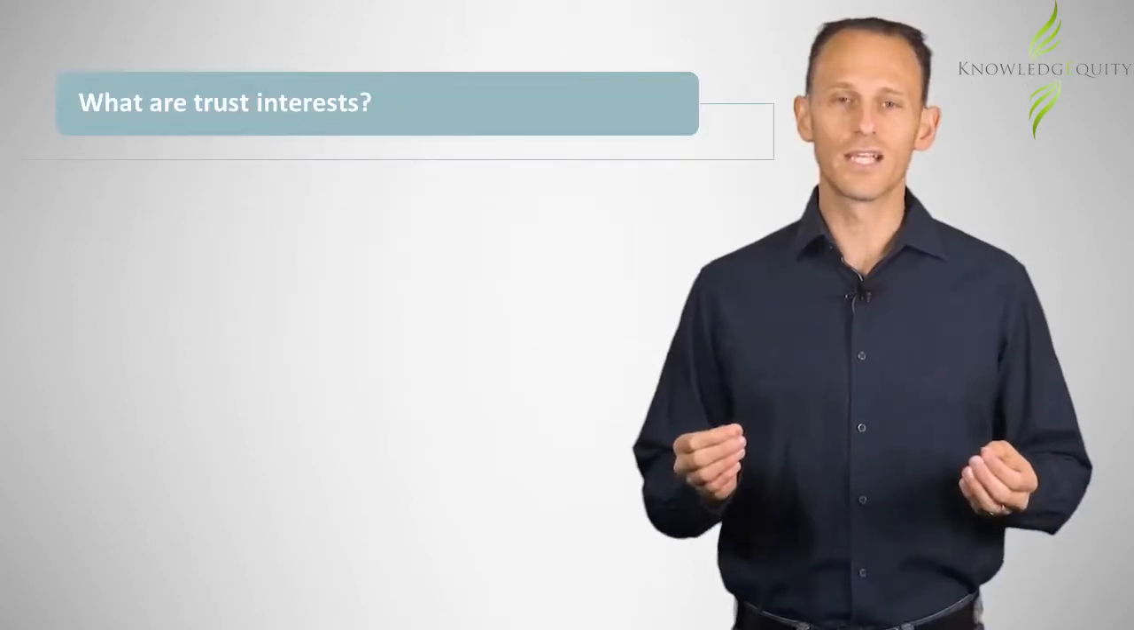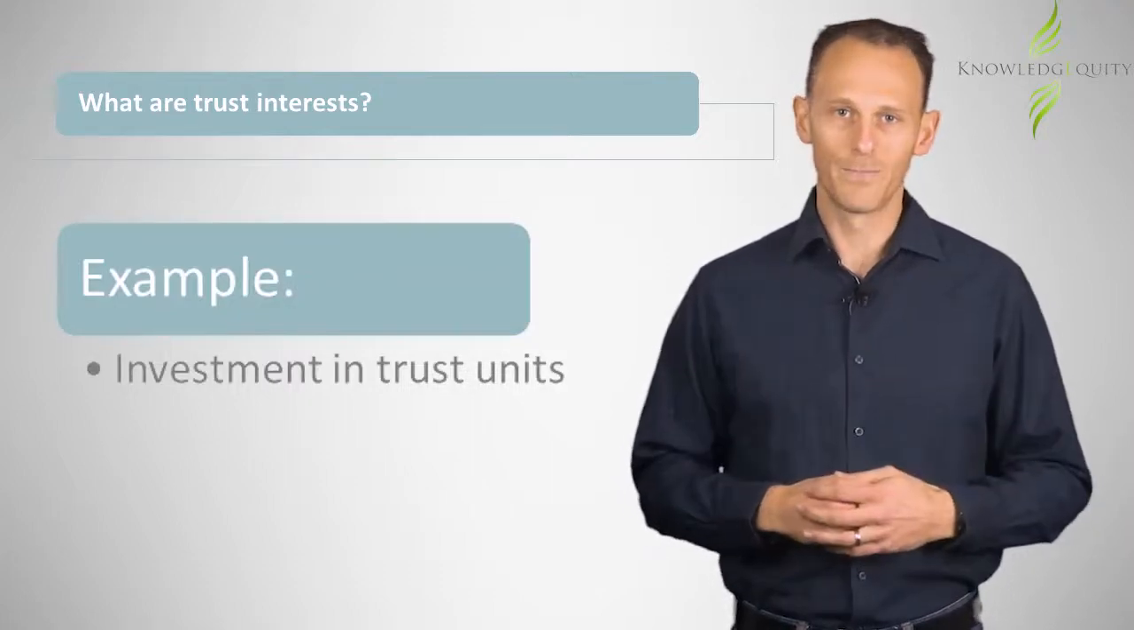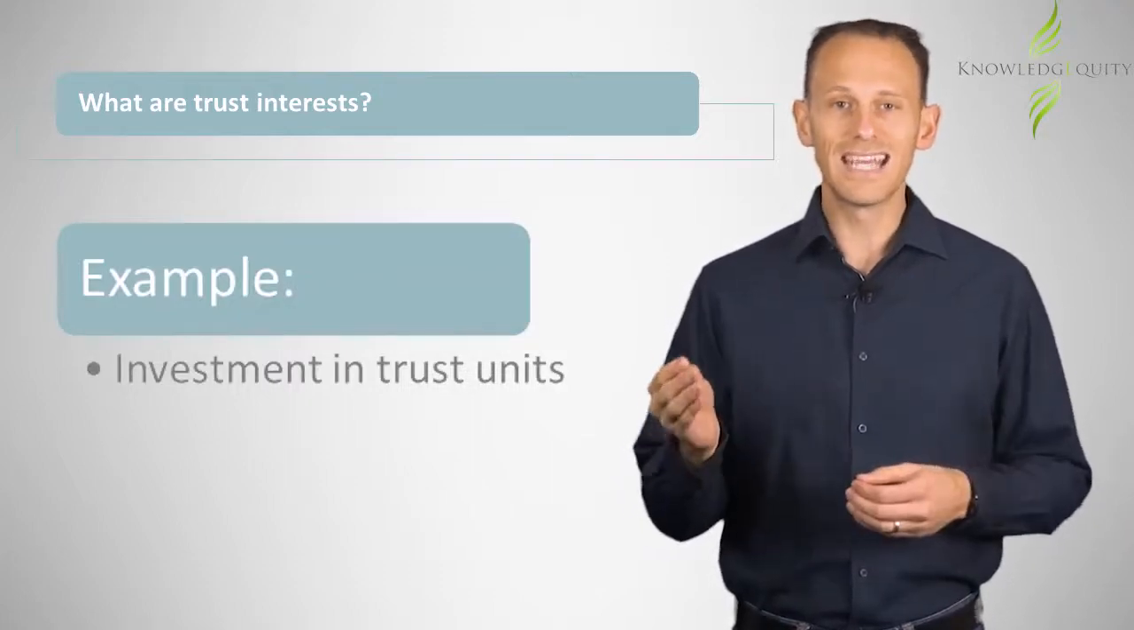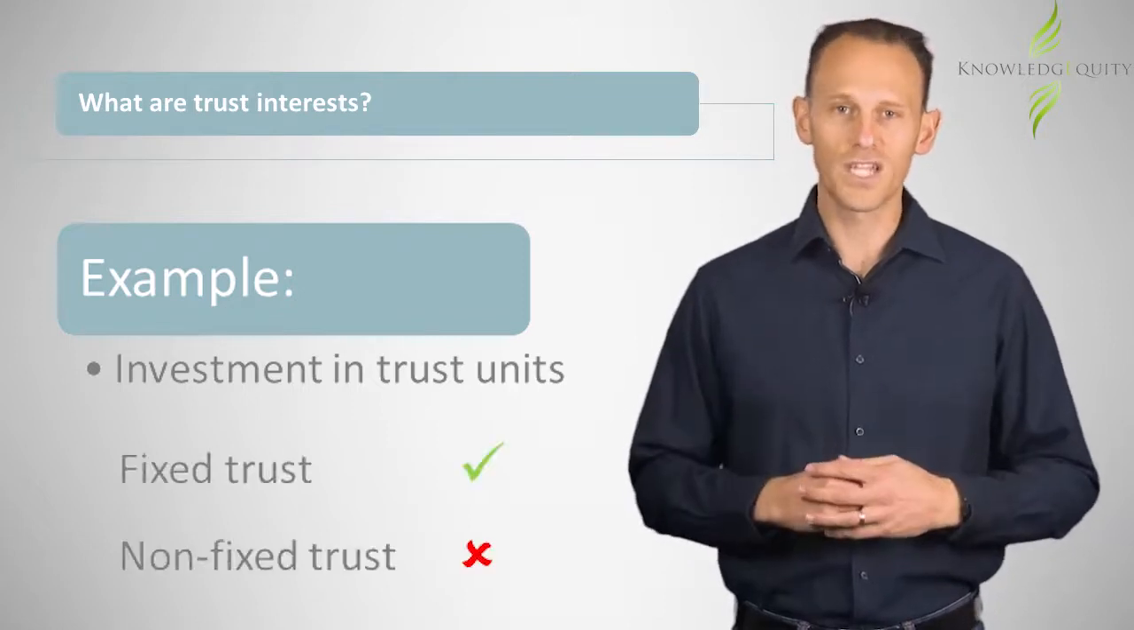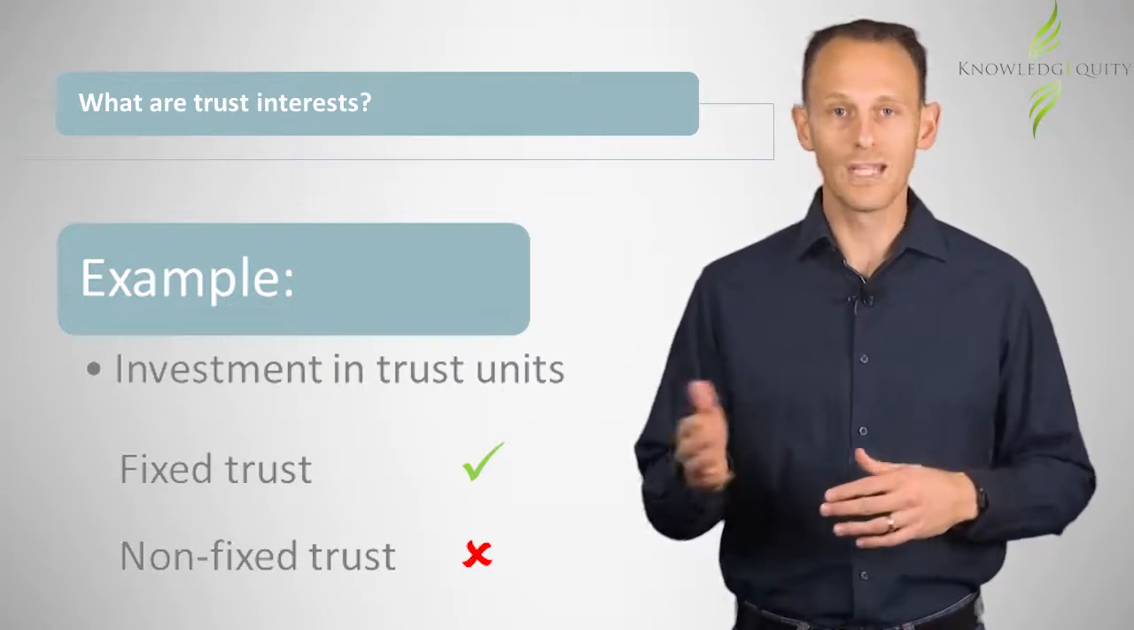An interest in a trust refers to an investment or holding of trust units, for example. However, CGT Event E4 cannot happen to a discretionary beneficiary because they have no interest in the trust estate, only a mere expectancy.